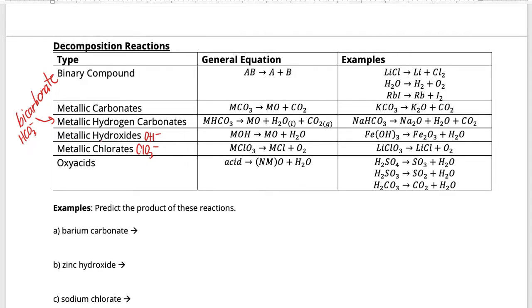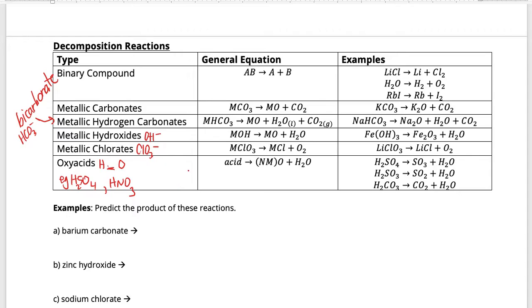All right, oxyacids, remember those are the acids that have hydrogen, they have oxygen, but then they have a third element here. So examples are like sulfuric acid, nitric acid, stuff like that. So you have hydrogen, you have the oxygen, but you also have the other third element.